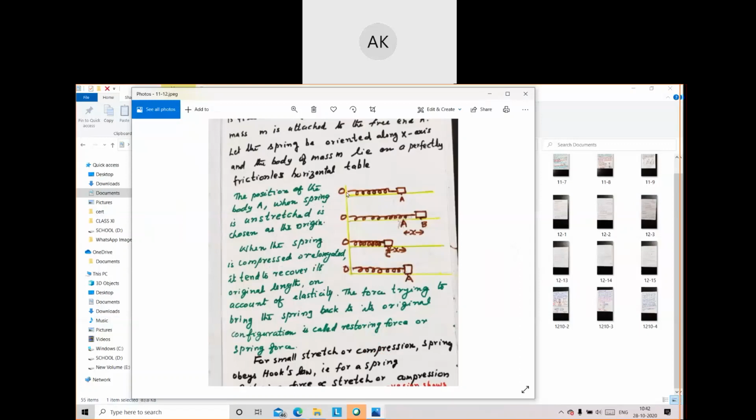So here, one end of the spring is fixed at O. At the other end, a small mass is attached. And this is the original position. It is kept on a horizontal, smooth, frictionless surface.